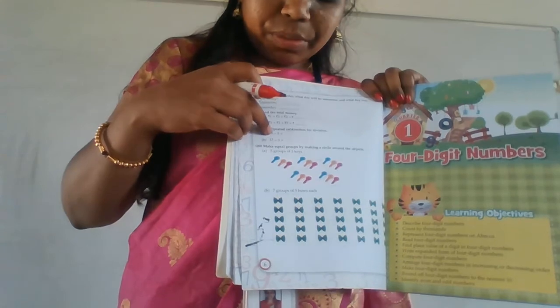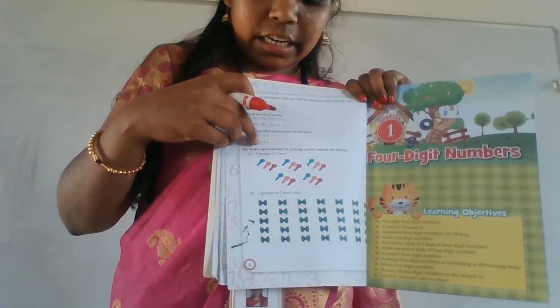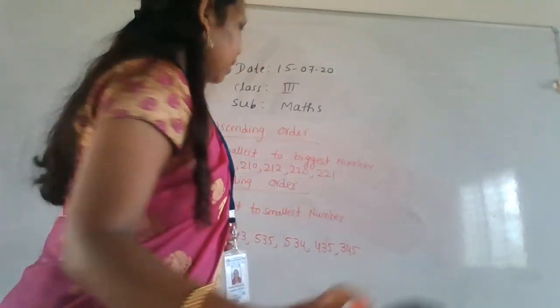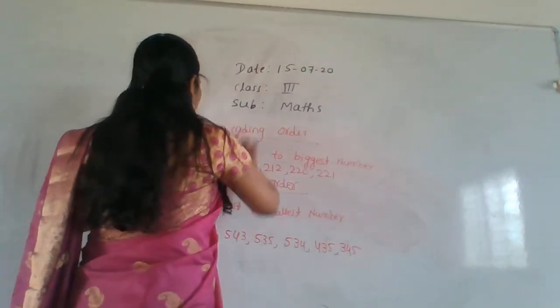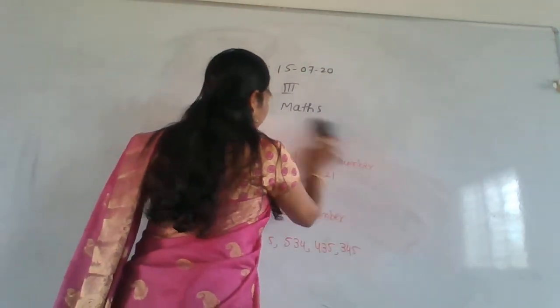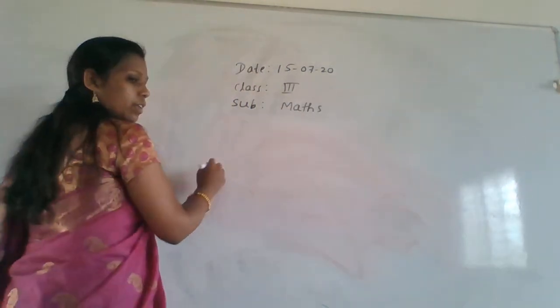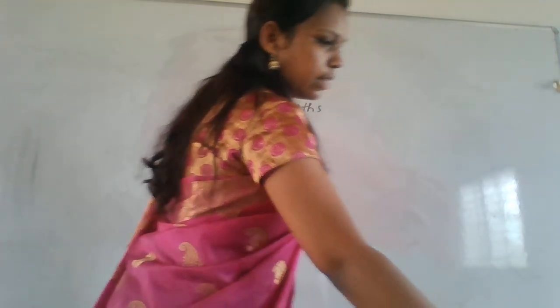Next one is 15 divided by 5 and 12 divided by 3. You know how to divide the numbers, right? Everyone, wait, I'll show how to do the division. That is the 19th main.